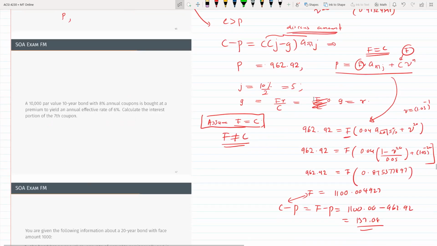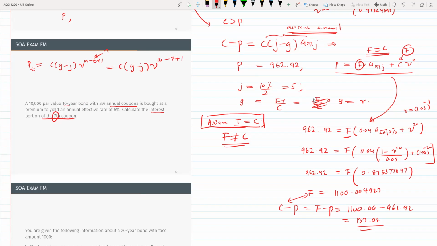So this one: a $10,000 par value, 10-year bond with an 8% annual coupon is bought at a premium to yield an annual effective rate of 6%. Calculate the interest portion of the 7th coupon. So how do you calculate the interest portion of the 7th coupon? Let's calculate first the premium. This would be (C times (G minus j)) times v^(n minus t plus 1). It is an annual coupon bond, so n is 10. This is the 7th coupon, so t is 7.